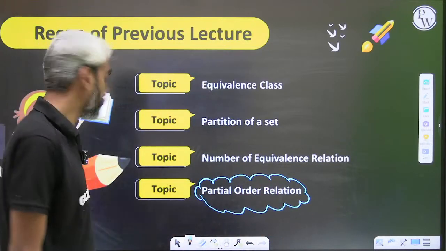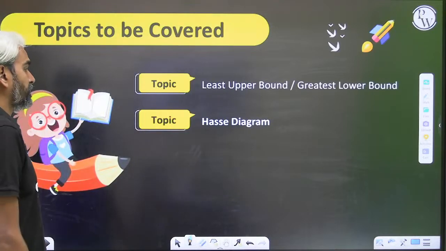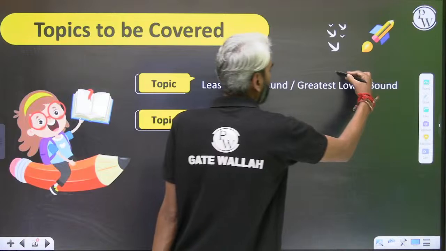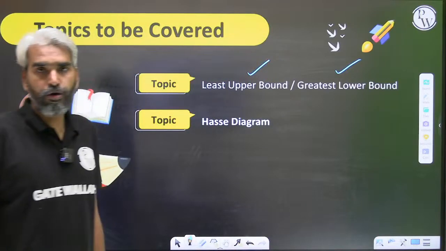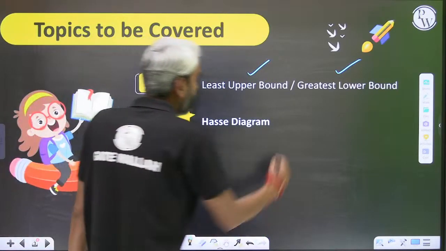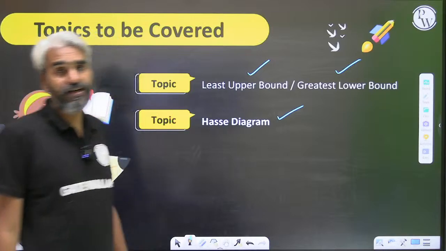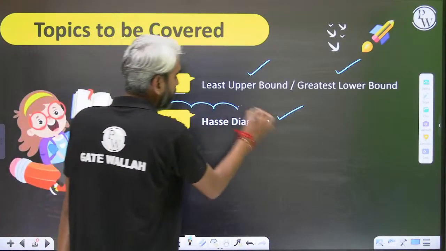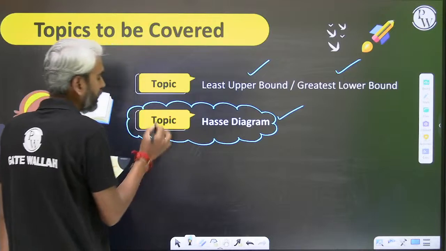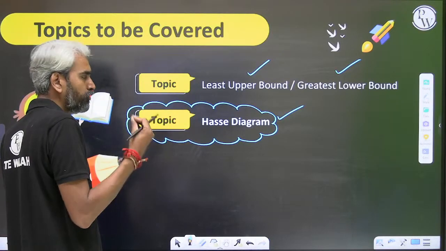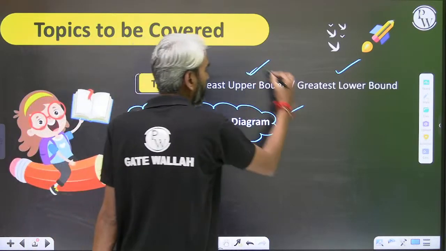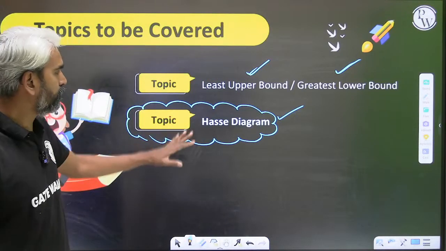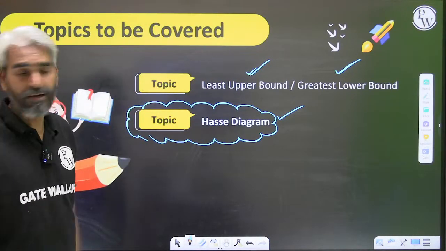So that we discussed. Then we started with the concept of partial order relation. What is a partial order relation? We'll discuss that again in a while. But today we are going to discuss the least upper bound and greatest lower bound of a partially ordered set, and then we'll discuss the Hasse diagram. So today's topic will be the Hasse diagram. But in the Hasse diagram, we'll also try to see the least upper bound and greatest lower bound for a pair of elements of the poset. Therefore, these two things will be discussed simultaneously.